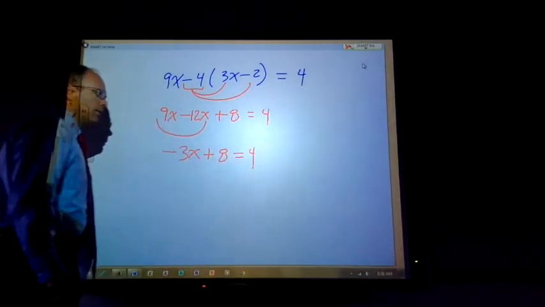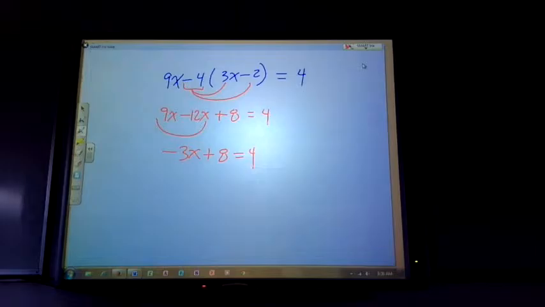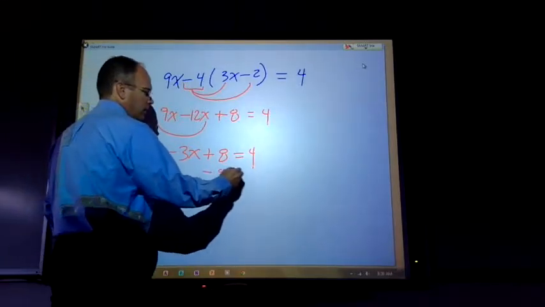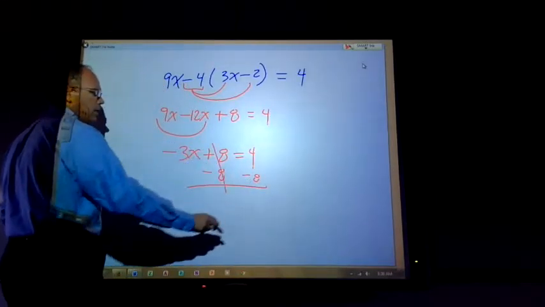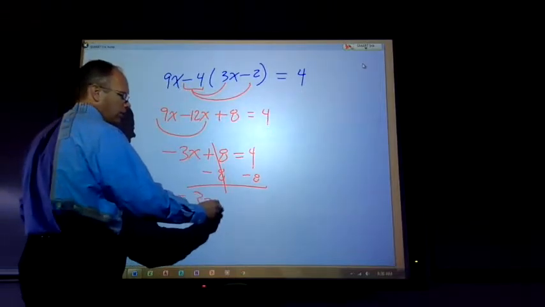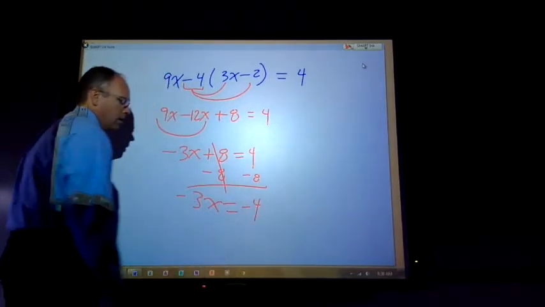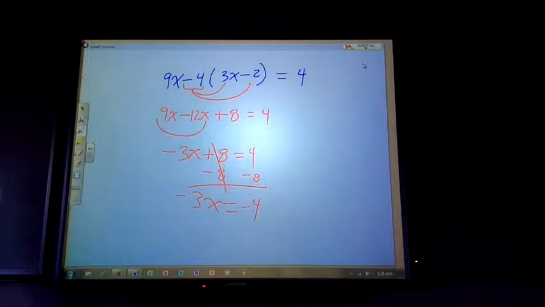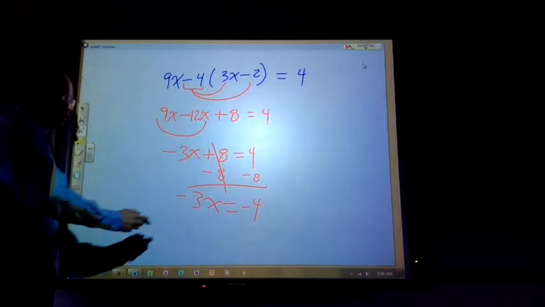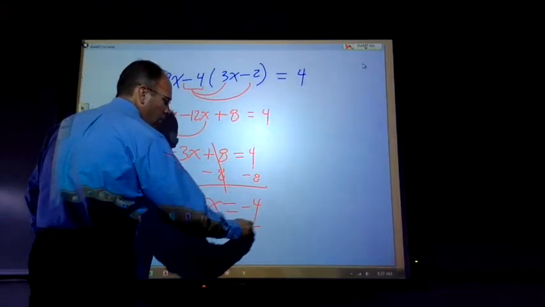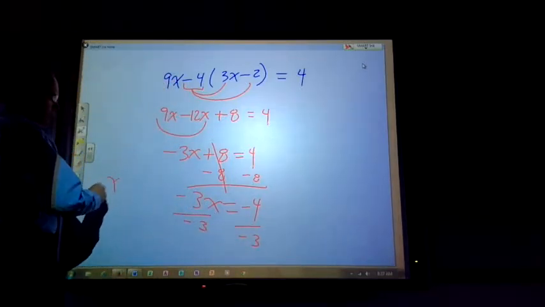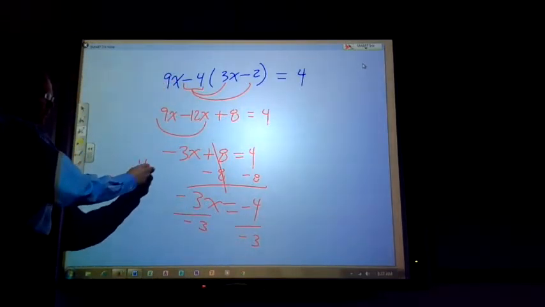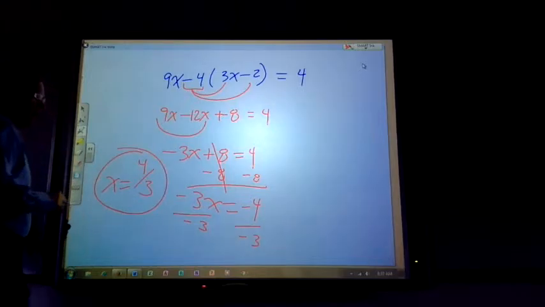Still with me? What do I get next? Subtract an 8 from both sides. Love it. Those are gone. I get negative 3x equals negative 4. What am I going to divide both sides by? Negative 3. Don't just ignore the negative. It doesn't go away. Negative over negative is positive. 4 over 3 will not reduce. X equals 4/3.